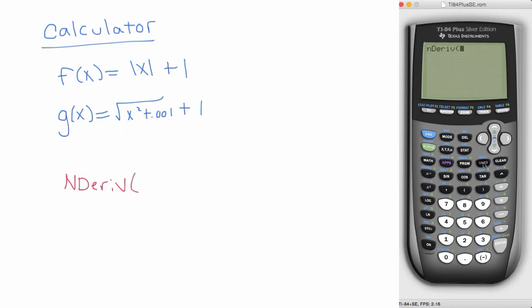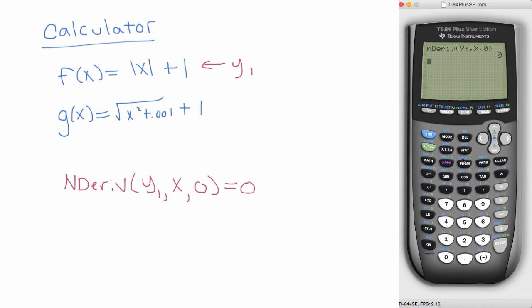And then you can either put the function in, or you can put it into y1, which is what I did, and then refer to it by hitting vars, and then go to function, yvars function y1. So I'm just going to say put this in y1. Nderiv y1, the derivative with respect to x, so I'm going to put an x in, comma, and then 0. And now we know the answer to this should be undefined, but the calculator returns 0.